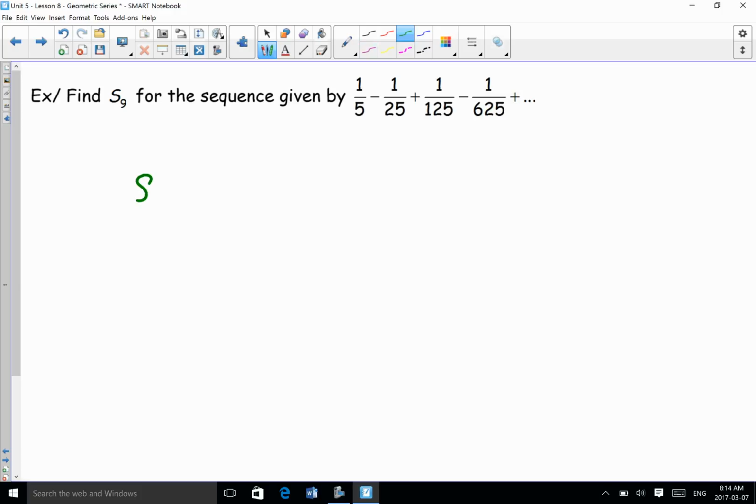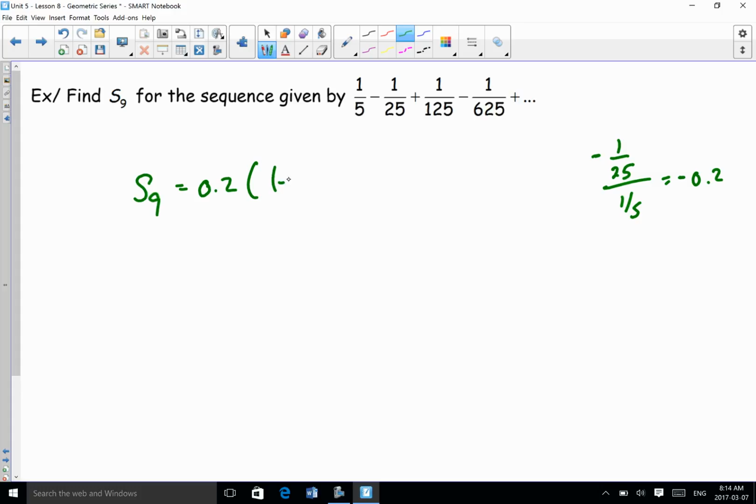I want to find S9 for this sequence. So my first term this time is 1/5. Now, there's nothing wrong with using fractions, but decimals sometimes are a little bit easier to work with. So I'm going to turn u1 into a decimal. 1/5 is 0.2. r is 1/25 divided by 1/5, which if you use your calculator, use decimals, comes out to, well, it's actually negative there, sorry, negative 0.2.